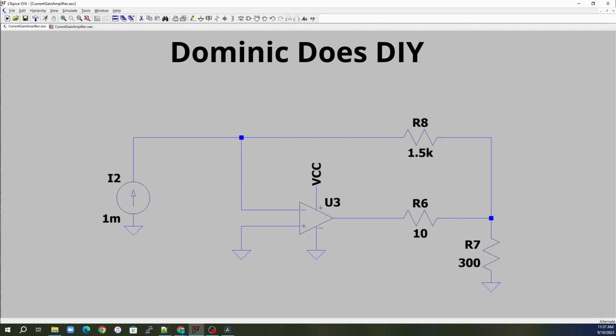So what does the current gain amplifier do? Well, the current gain amplifier will take a current input and amplify the current into the output of an op-amp. So the I out of the op-amp is equal to your input current times the gain of the circuit. So let's run the circuit real quick.